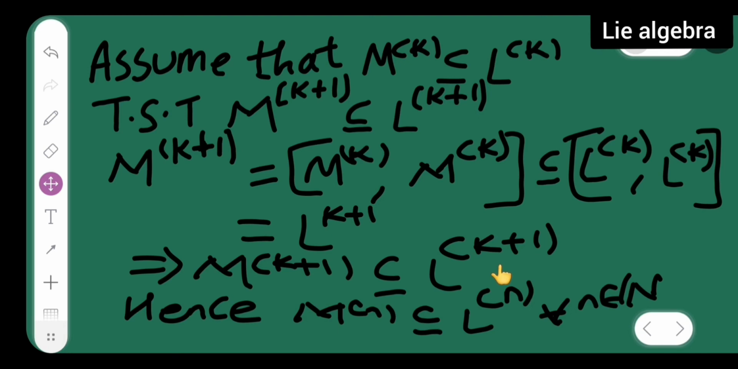Now what I'll have to do is, hence, m raised to power of n is a subset of L raised to power of n for all n belonging to natural by principle of mathematical induction. This is your final statement which you will have to say. Next, one more let me do.